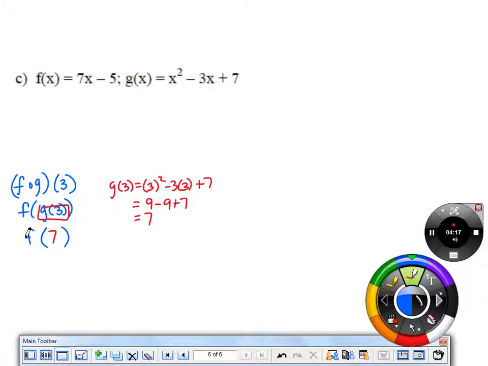And so now I need to find f of 7. So again, remember what your f function looks like. It's 7 times something minus 5, and I'm plugging in 7. So for me, that's 49 minus 5, which is 44.